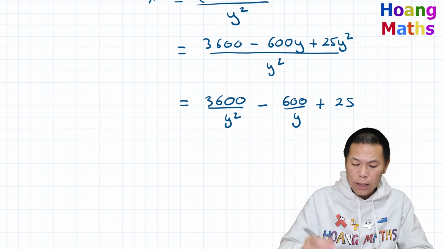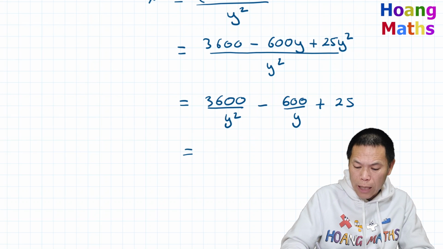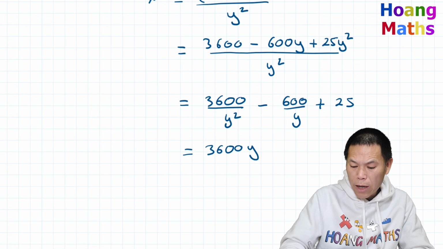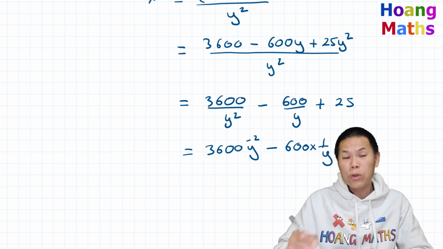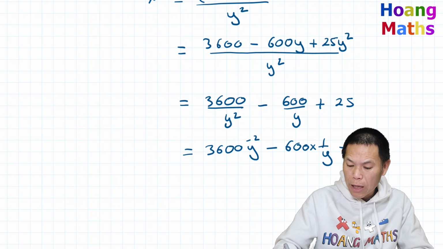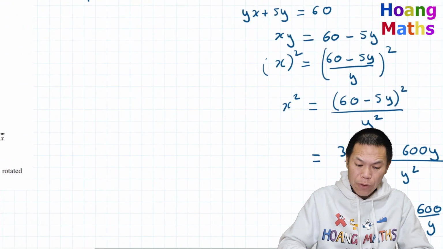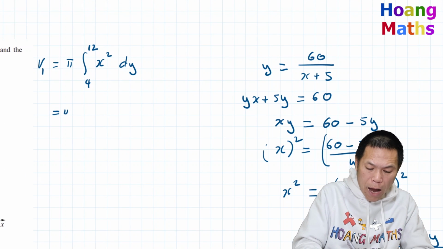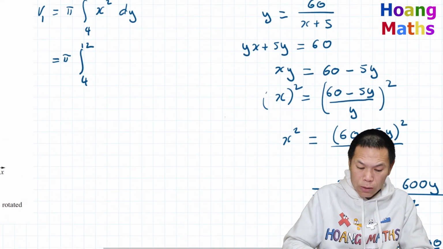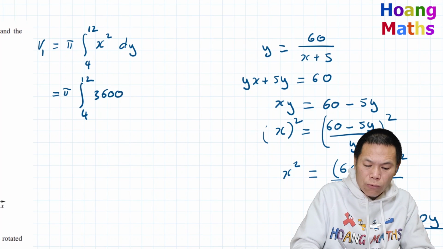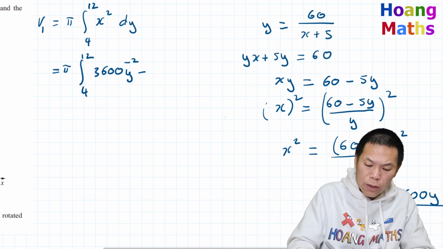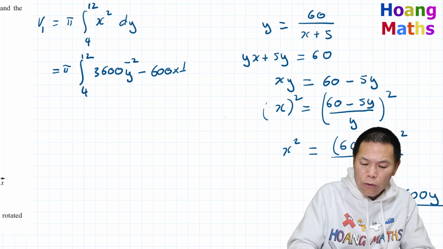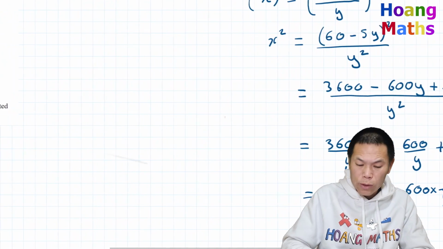So let me just rewrite this so that you can see that it's exactly the same as this. 3600 times y to the power of minus 2, minus 600 times 1 over y. We just split this out. So that plus 25. So let me write this down. That will give me pi integrate from 4 to 12 of 3600 y to the power of minus 2, minus 600 times 1 over y, and then plus 25.